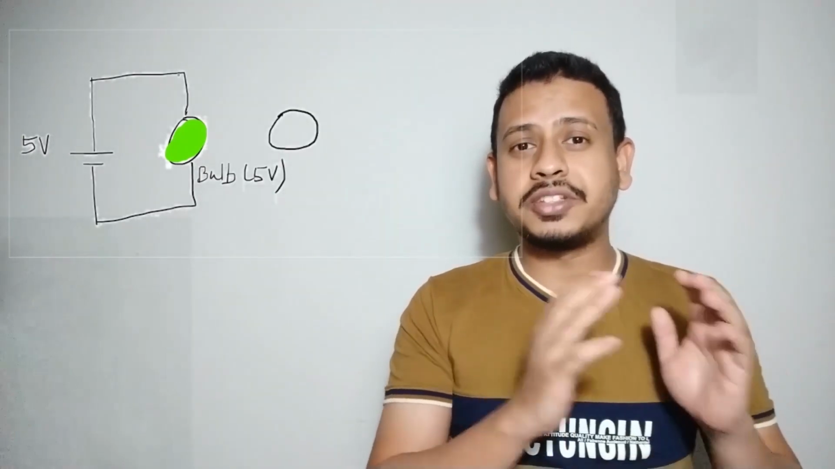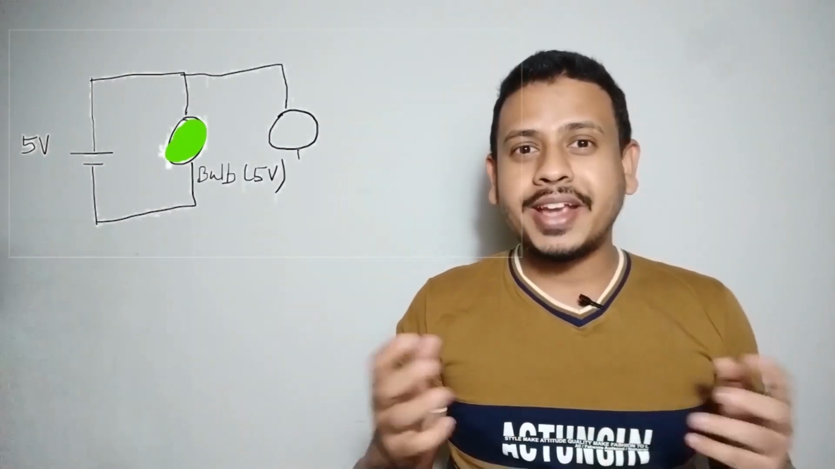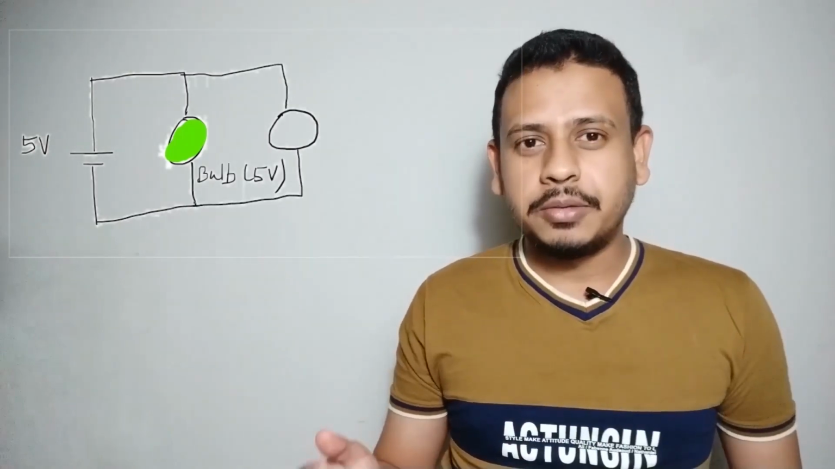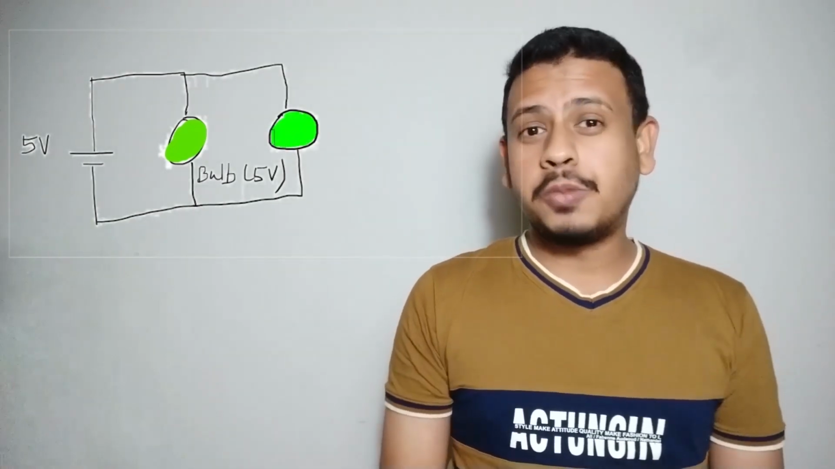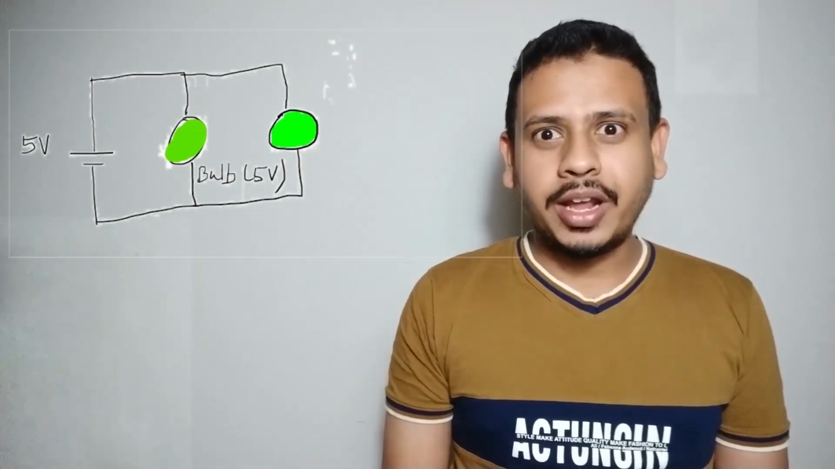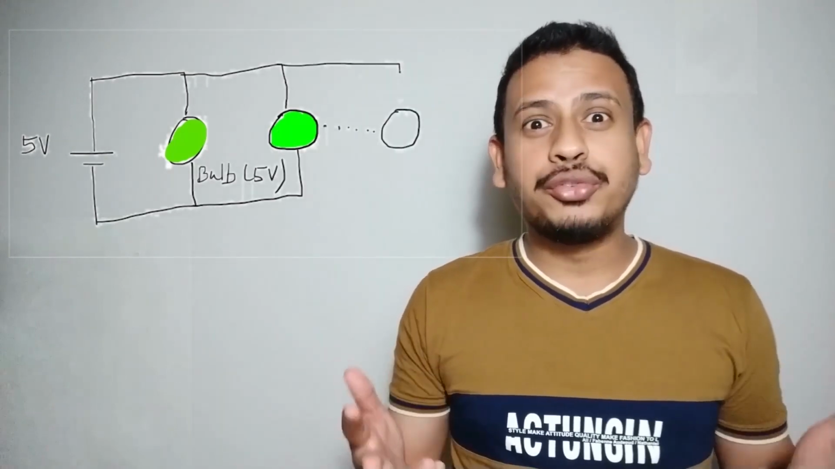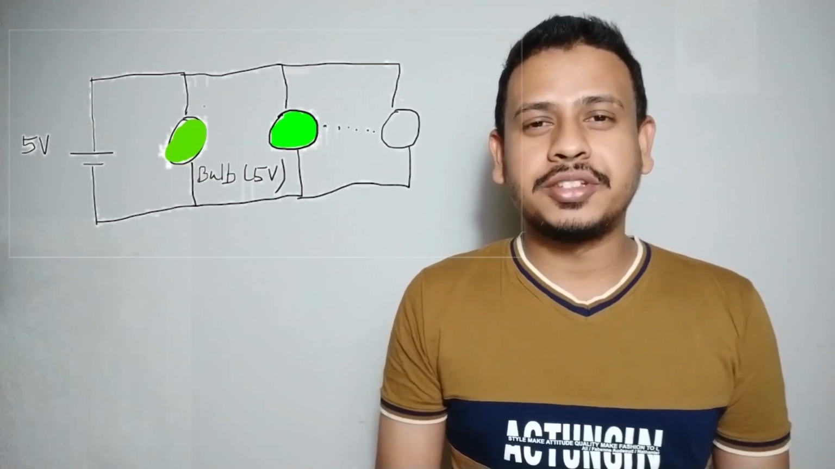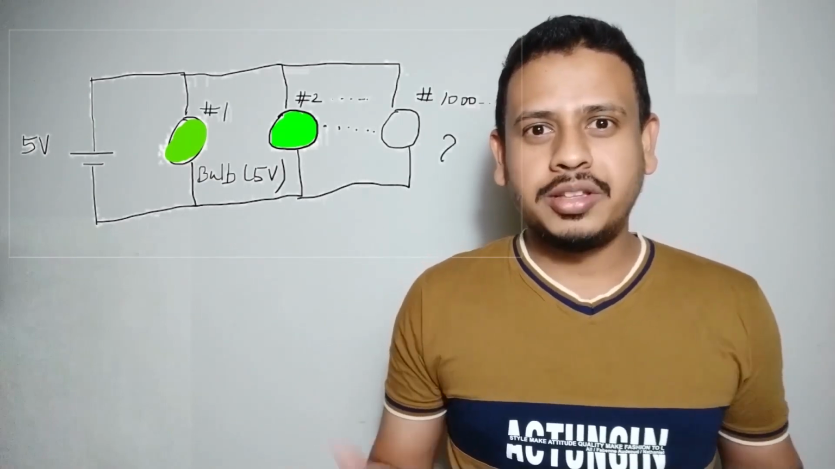Now I am adding one more bulb to my power supply. So now I have a power supply and 2 bulbs. What do we expect to happen now? We would expect that both of these bulbs will glow. I am trying to add a few more bulbs to the circuit. Not actually a few more, a lot more bulbs. I am trying to add thousands and thousands of bulbs to this power supply. What do you think will happen? Would all these bulbs glow?